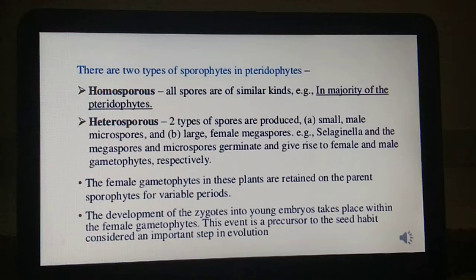An example is Selaginella, where the megaspore and microspore germinate and give rise to female and male gametophytes respectively. The female gametophyte is retained on the parent sporophyte for variable periods, and the development of the zygote into a young embryo takes place within the female gametophyte only. This event is a precursor to the seed habit, considered an important step in evolution.